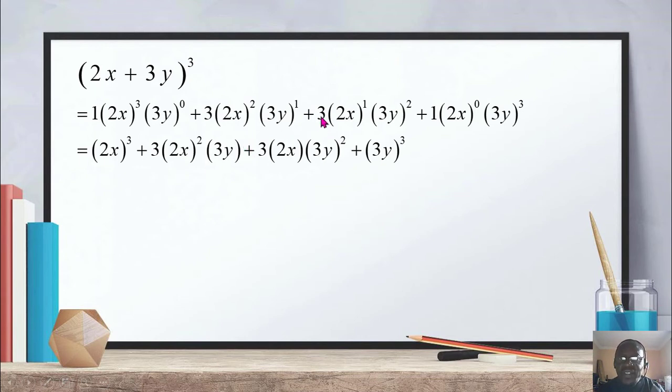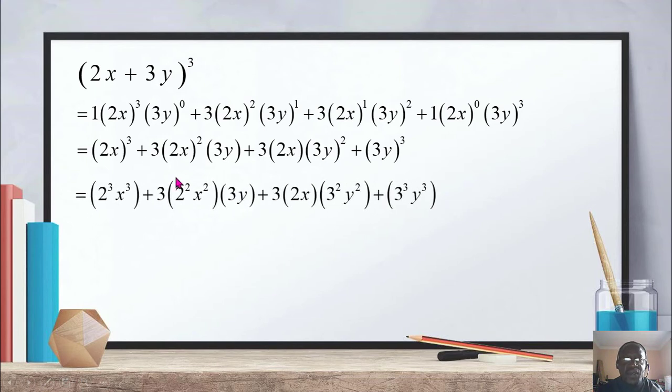Then on the third term, we've got that 3 corresponding to that 3 there. Again, 2x is raised to power 1, and anything raised to power 1 is itself. That's why I haven't written the 1 there. And then we've got this 3y raised to power 2, which is that one there. Again, 1, haven't written the 1 there. 2x to the power 0 is 1. That's why I haven't written the 1 there. And then we remain with 3y to the power 3. That's the only thing which is going to remain there, because of this 1 times that, which won't change.